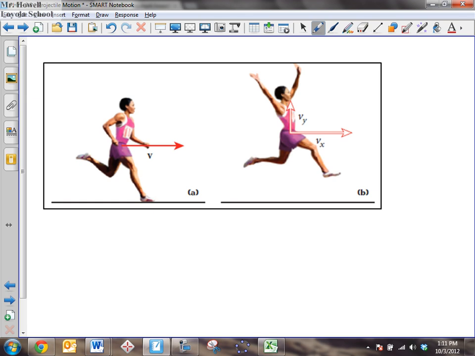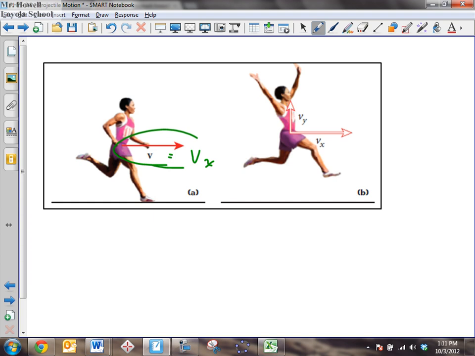And look at the velocities. Here, your velocity is only in the x direction, so you simply have a v there. We can say that v is really just vx. Okay? Obviously, the board isn't calibrated, guys. That's vx there. Okay?